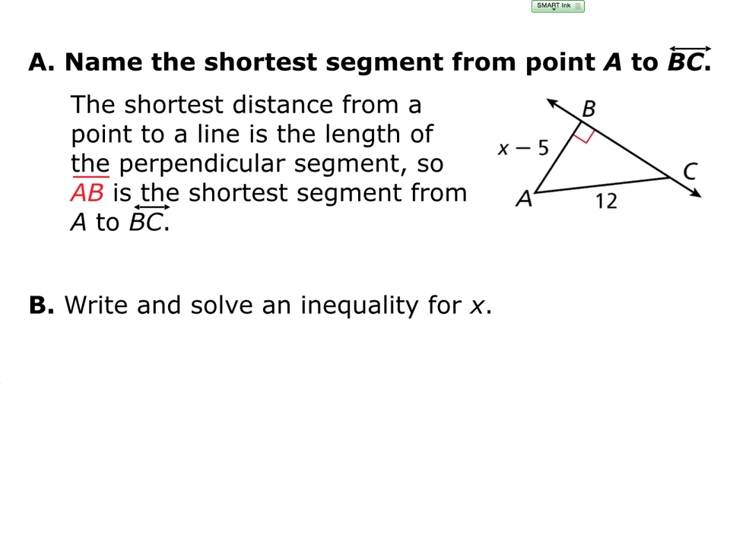X minus 5 is less than 12. Okay, any others? Everybody agree with that one? And when you solved it, what did you get? Correct. X is less than 17.